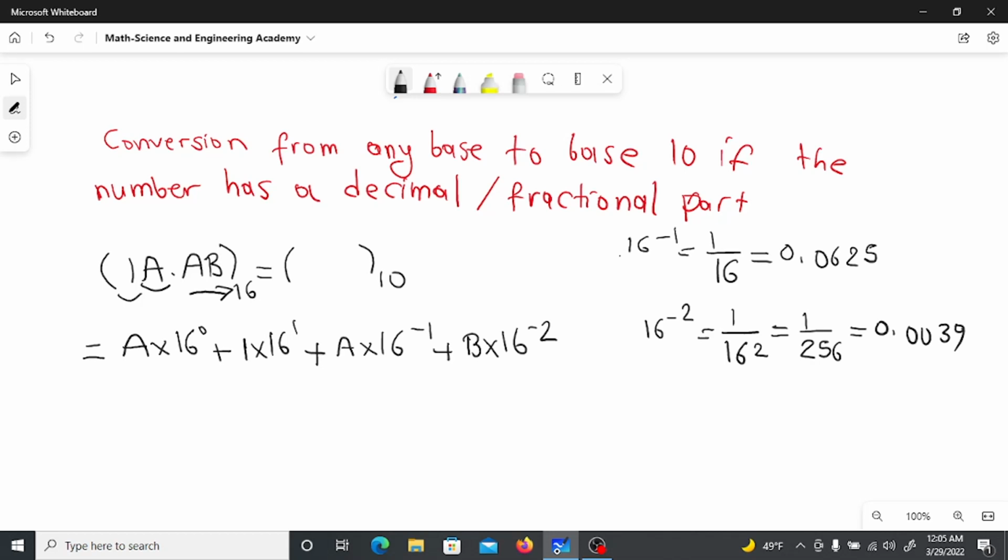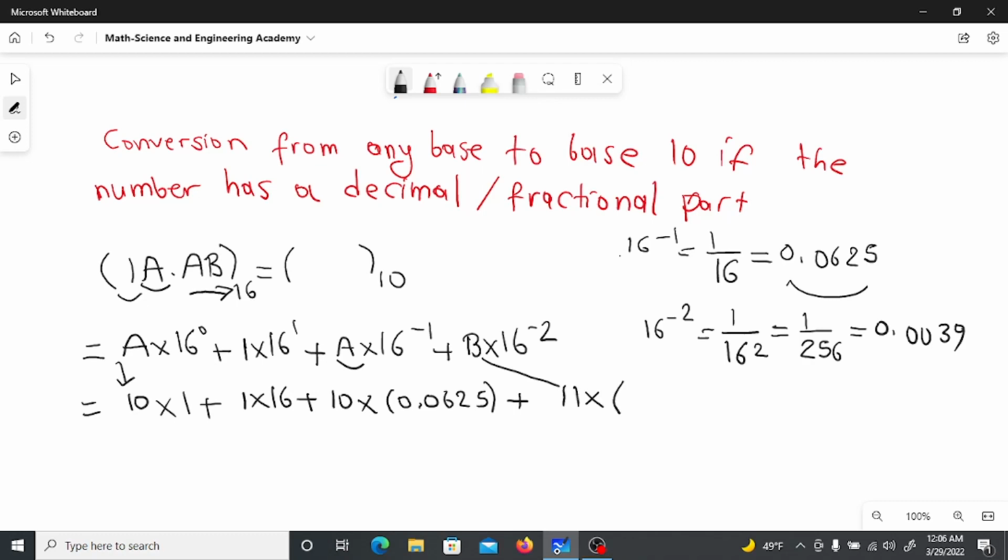As you know from base 16, A corresponds to 10, so instead of A, we can write 10. 10 times 16 to the 0 is 10 times 1, plus 1 times 16, plus A, which is 10, times 16 to the minus 1, as you see here, 0.0625, plus B, which is 11, times 0.0039.